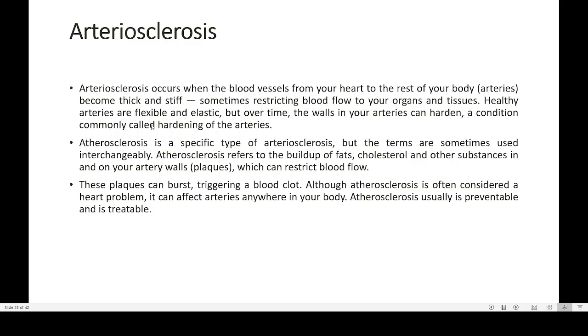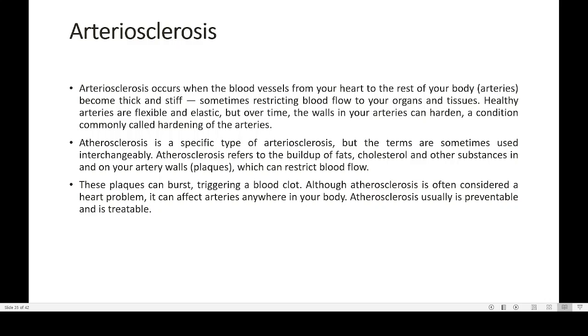So, arteriosclerosis is a specific type of... atherosclerosis is a specific type of arteriosclerosis, but the terms are sometimes used interchangeably. Atherosclerosis refers to a buildup of fat, cholesterol, and other substances which can restrict the blood. There are two terms, arteriosclerosis and atherosclerosis. Some people use atherosclerosis, but there is not much difference between them.